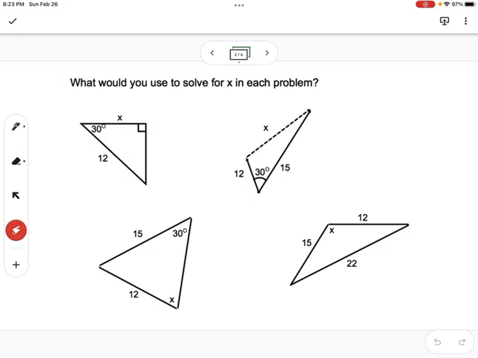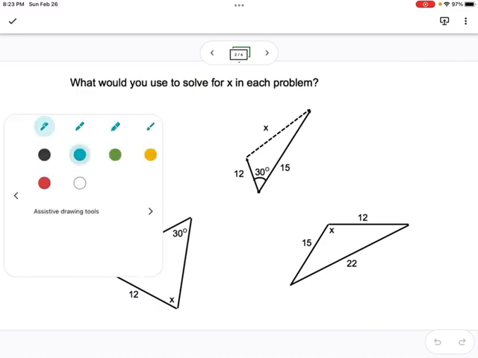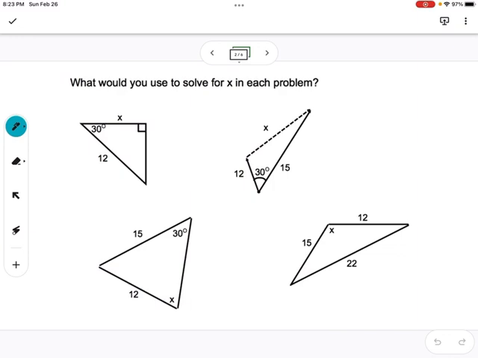So what would you use to solve for x in each problem? Looking at this first one, we can see that it's a right angle triangle. And because it's a right angle, we can use SOHCAHTOA.